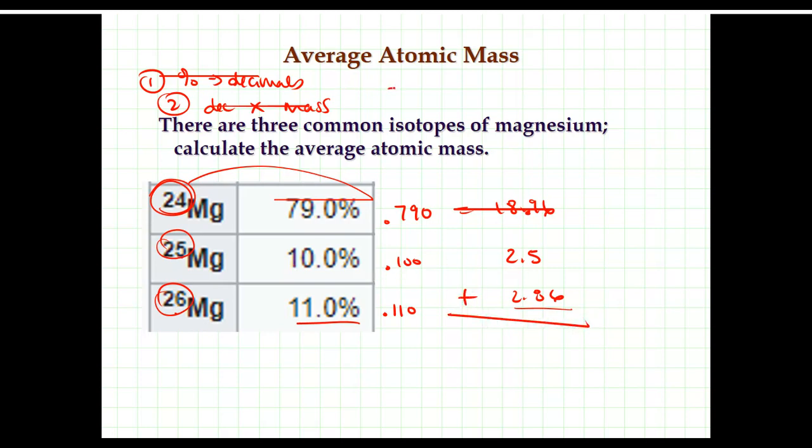Last step, step number 3, you're going to add those 3 pieces together. So 18.96 plus 2.5 plus 2.86 on the calculator gives us 24.32. This is the average atomic mass of magnesium.